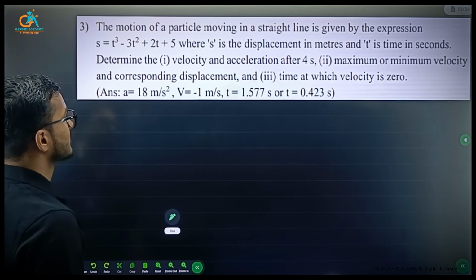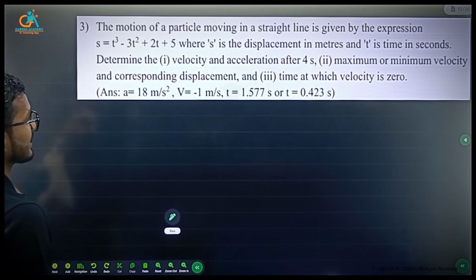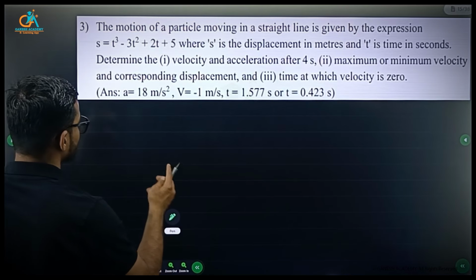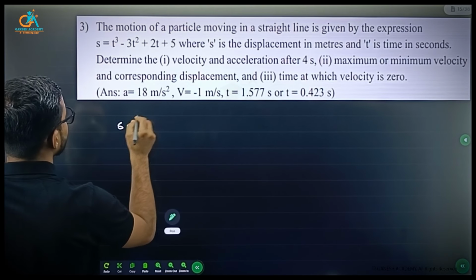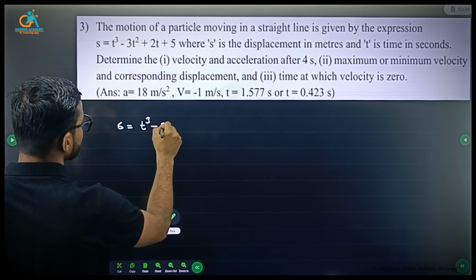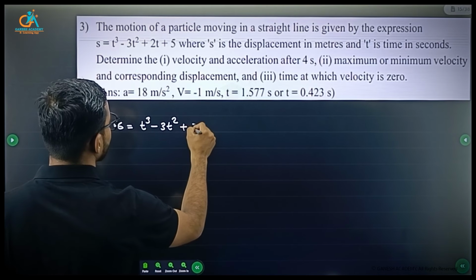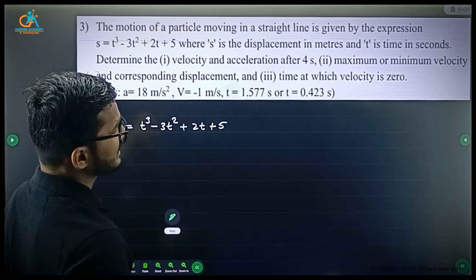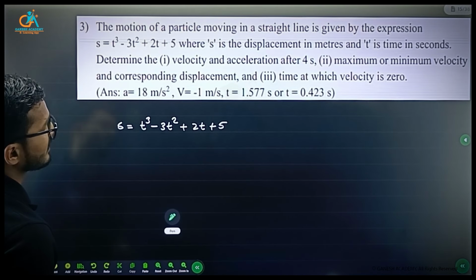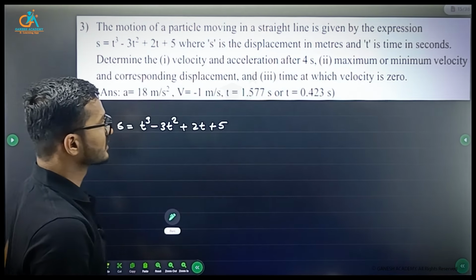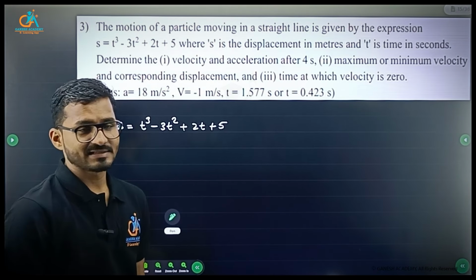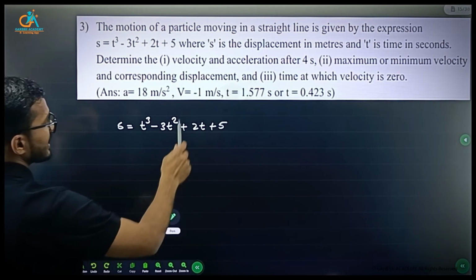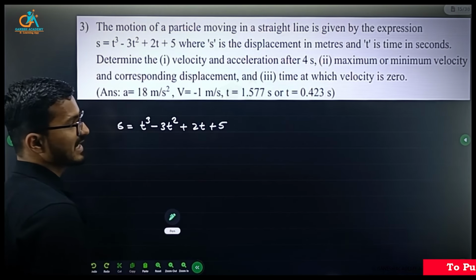Okay, third question is on the kinematics topic. The motion of a particle moving in a straight line is given by the expression S is equal to, so expression is given, displacement, plus 2t plus 5, where S is the displacement in meter and t is the time in seconds. Determine the velocity and acceleration after 4 seconds. So they are asking us to calculate velocity and acceleration, and the maximum or minimum velocity and the corresponding displacement and the time at which the velocity is 0.